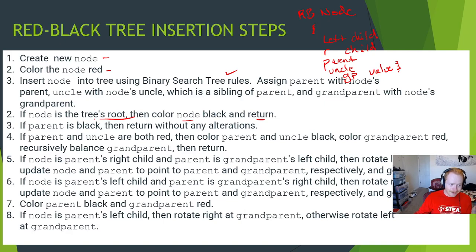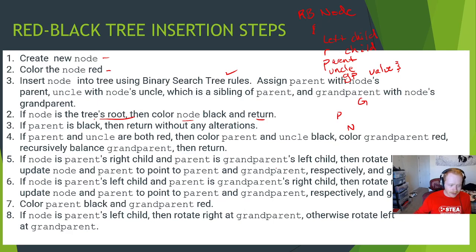If node is parent's right child, so if node is here, parent is here, and parent is grandparent's left child, then rotate left at parent. Update node and parent to point to parent and grandparent respectively and go to step 7. So we can look at this in a second. We have an example built in.